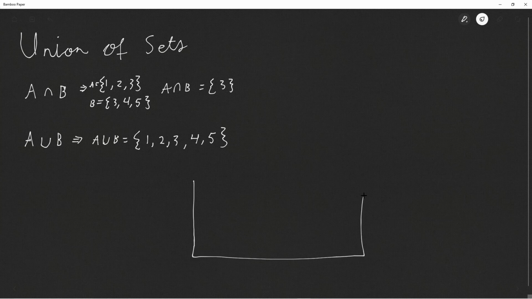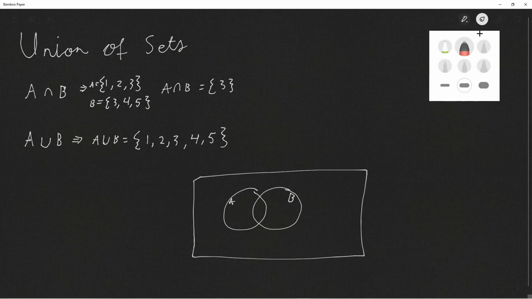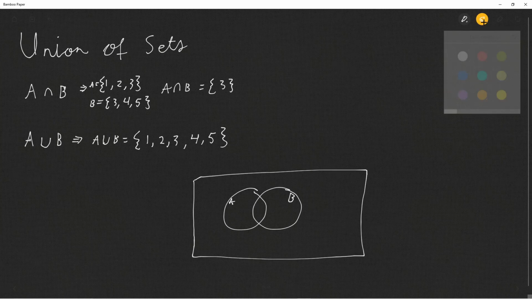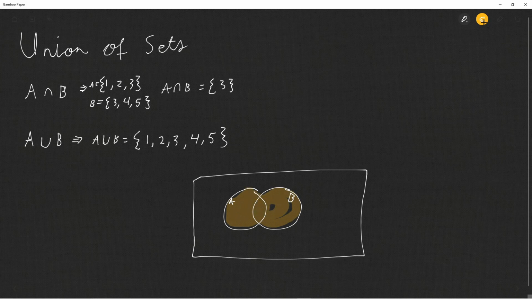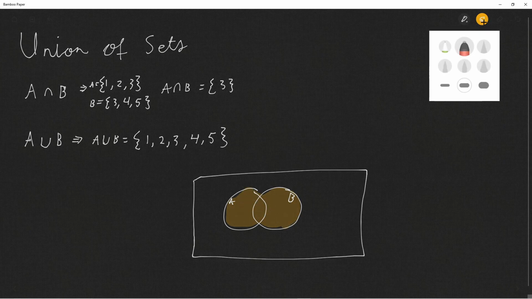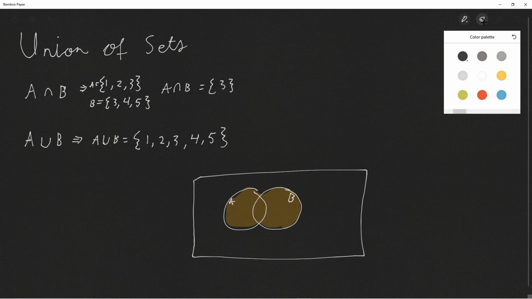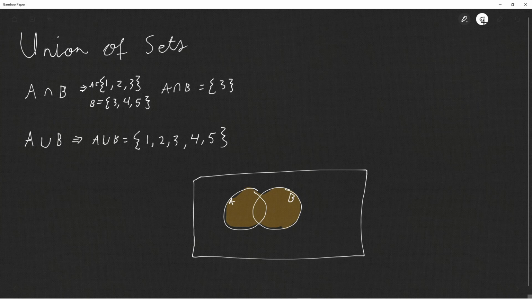So the way this one looks on a Venn diagram is if we had our A and we had our B, we're looking for anything in this entire Venn diagram rather than just the middle. So because we have our 1, 2 here, and we have the 4, 5 here, and we have our 3, we're just looking for all of it. So that's what gives us our 1, 2, 3, 4, and 5.